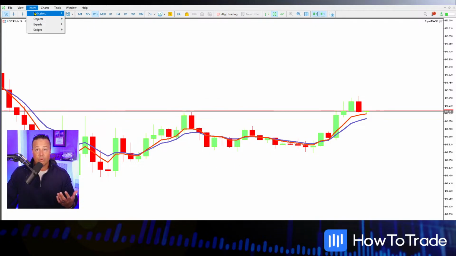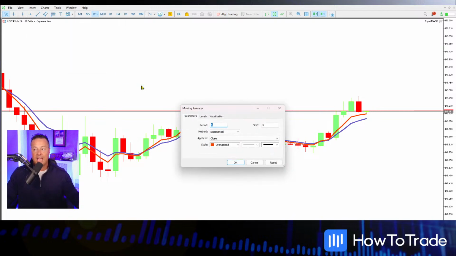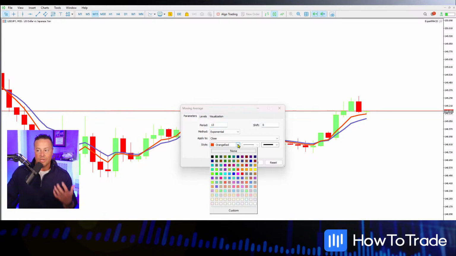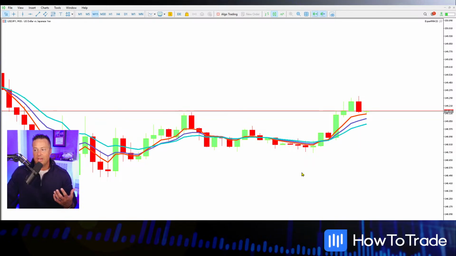And then the last one we're going to put on there is our 13. So you're going to go down to Trend. You're going to go right down here to moving average, and you're going to plug in a 13. That's going to be a 13 periodicity. That's going to be the longest one that we're going to use. I typically always use blue for my 13 period moving average, but we'll just use turquoise for right this minute so we can easily see it.